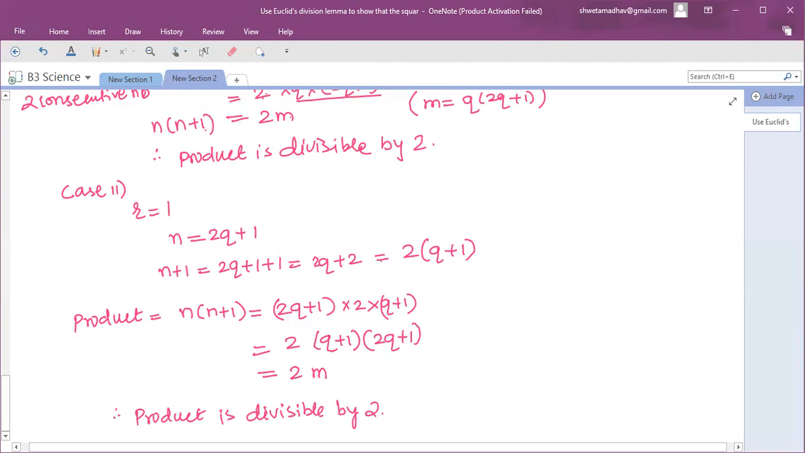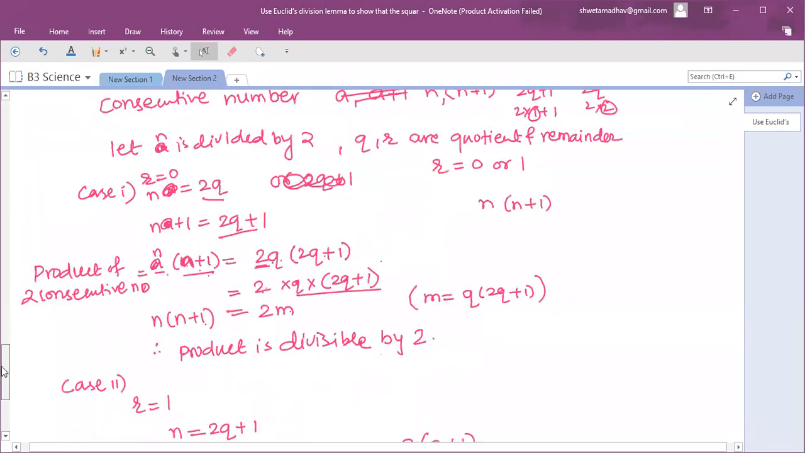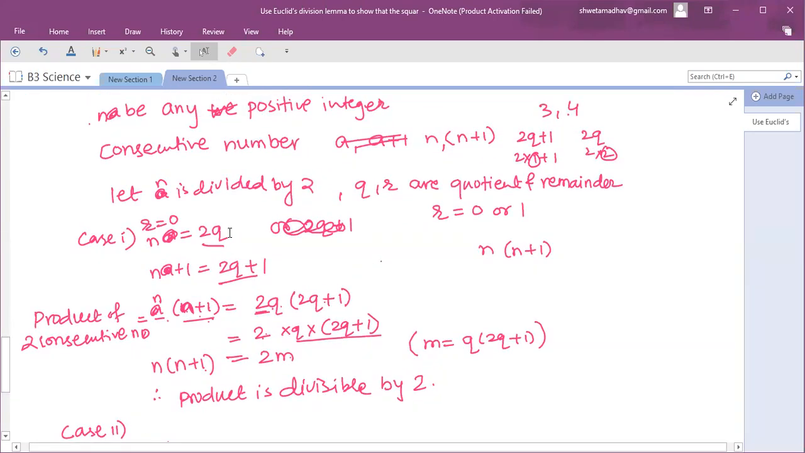Are you able to understand or not? Ma'am, I didn't understand the last 3 steps. Yes, ma'am. You have to write in the product form. They are asking the product of two consecutive terms. So we have taken the first term as n and the second term as n plus 1. So when n is divided by 2, what will we get? Either remainder 0 or remainder 1, right? So n can be written in the 2q form when the remainder is 0.